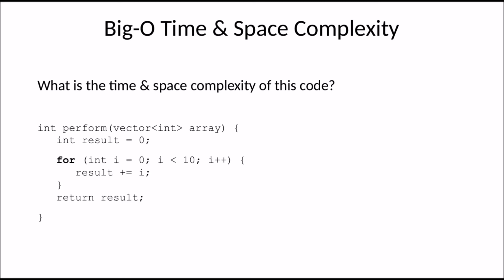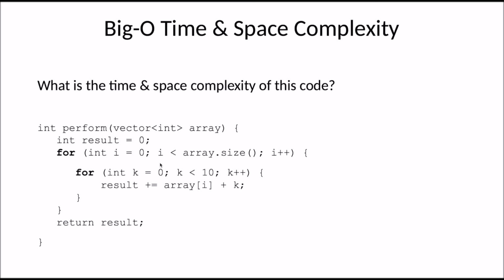Now another example. Here we have a single loop that goes from 0 to 10 and sums up the values. Now the input array is not used in the loop. So the loop is constant, because it doesn't matter if the array has 10 values or 1,000. We perform this loop, or we iterate over 10 times, 10 iterations.